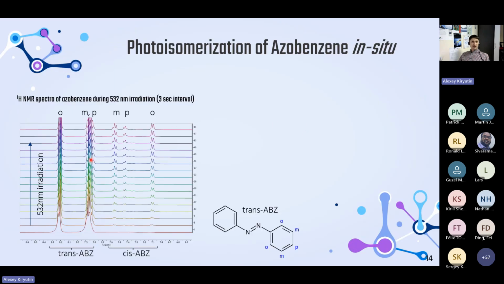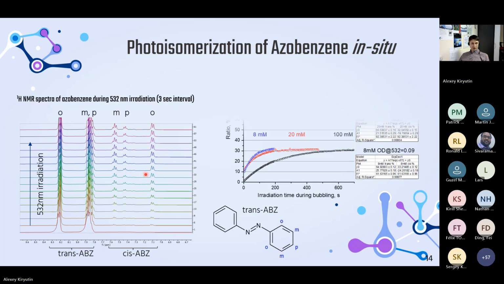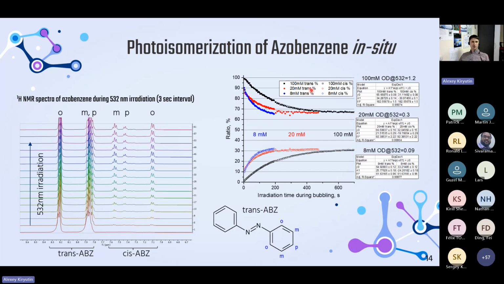The slide shows a series of proton NMR spectra of azobenzene recorded after continuous green light irradiation every 3 seconds. One can clearly see the gradual transformation of trans-azobenzene into the cis isomer. On the right, photoisomerization curves are shown for different concentrations of azobenzene. The higher the concentration, the slower the photoisomerization proceeds, which is explained by the increased optical density.